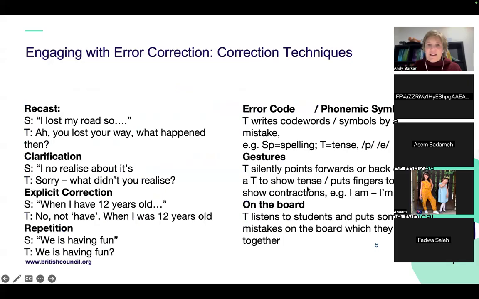Okay, let's look at this. We have engaging with error correction techniques. Have a look at these and see which ones you use, which ones you don't use. I'll give you some time to read them first, and then you can talk to us about it, okay?